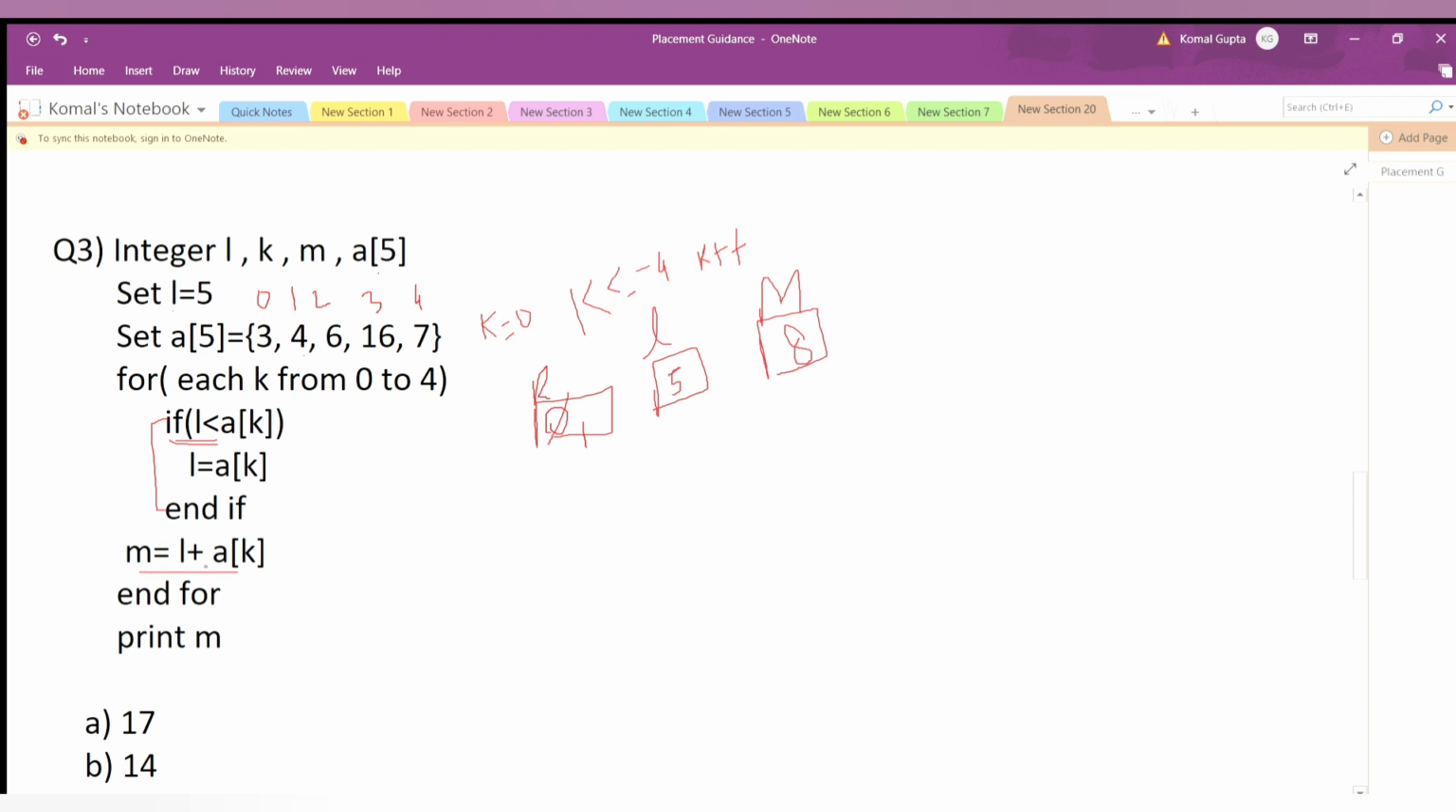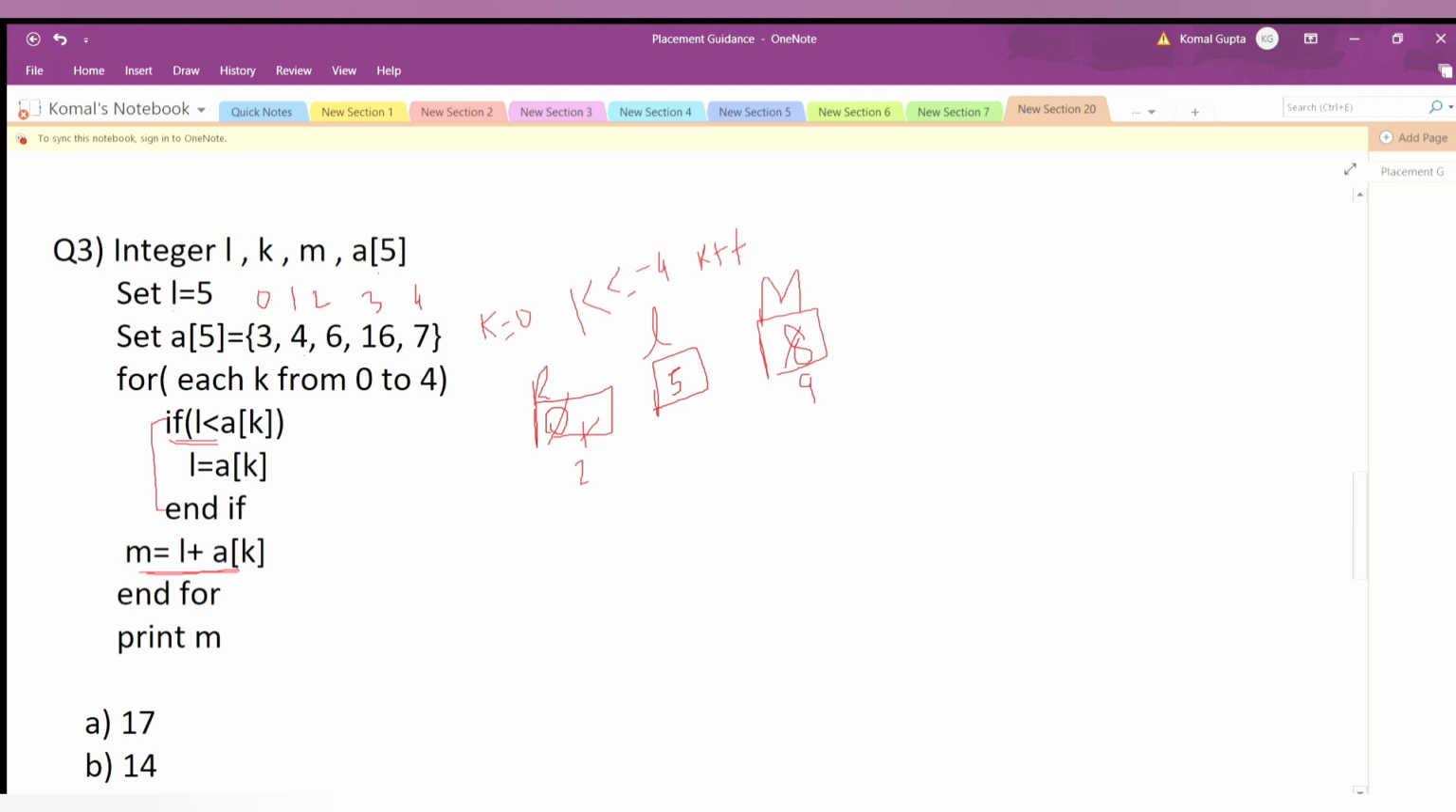Now we will change the value of m. Now a of k is a of 1, which is 4 now. So 5 plus 4, 9. So now the value of m is 9. Again, we will update the value of k by 1. It will be 2. Is 2 less than equals to 4? Yes. So again, we will come inside this for loop.